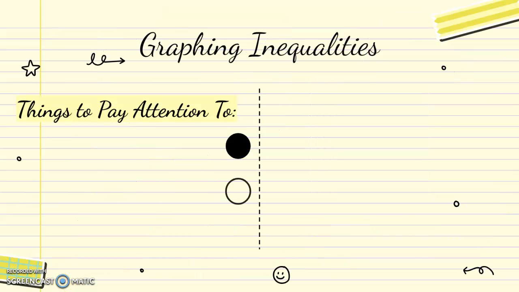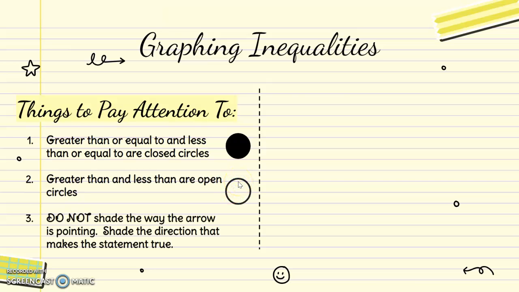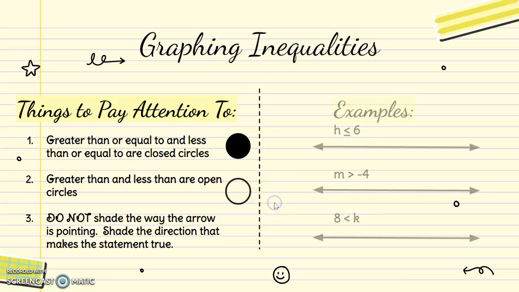So some things to pay attention to as we graph inequalities. A greater than or equal to and a less than or equal to, they will get closed circles as we graph. But a greater than or a less than are open circles. And finally, do not shade the way the arrow is pointing. Shade the direction that makes the statement true. This will make more sense in just a minute. So let's look at these 3 examples.